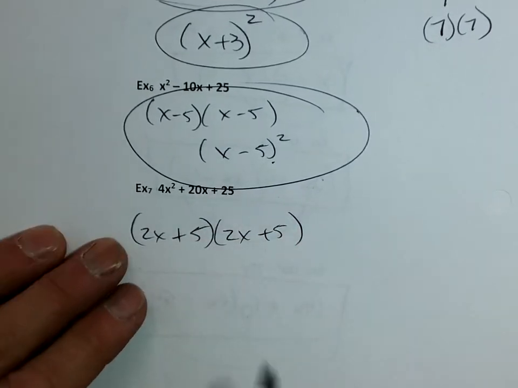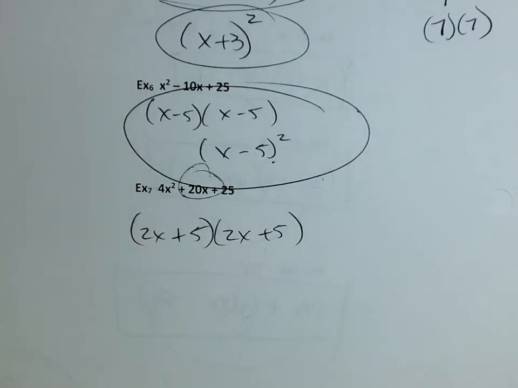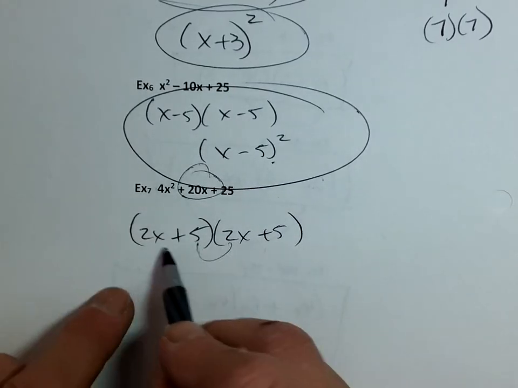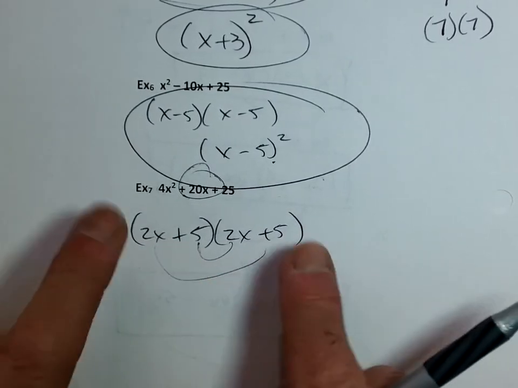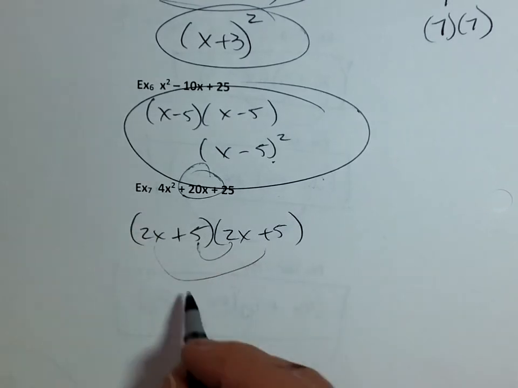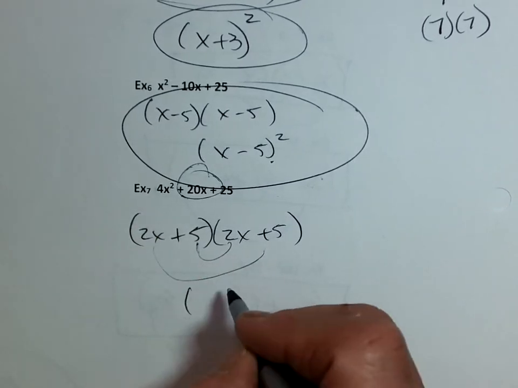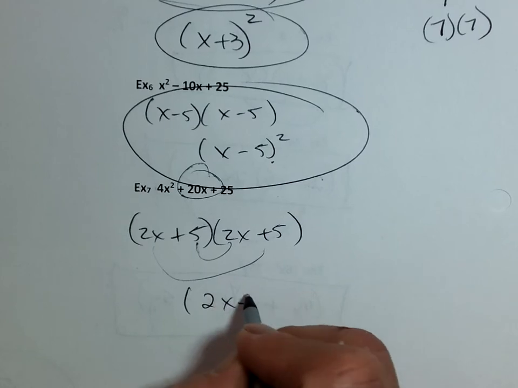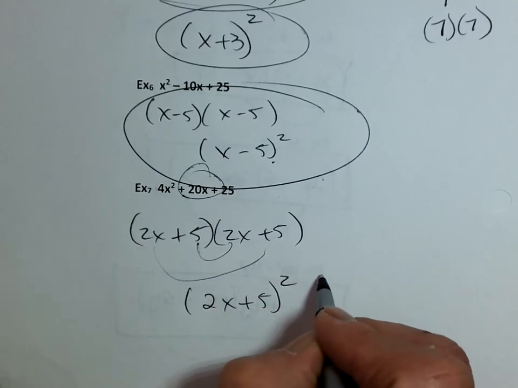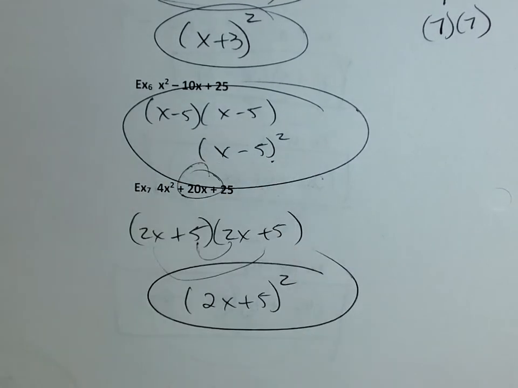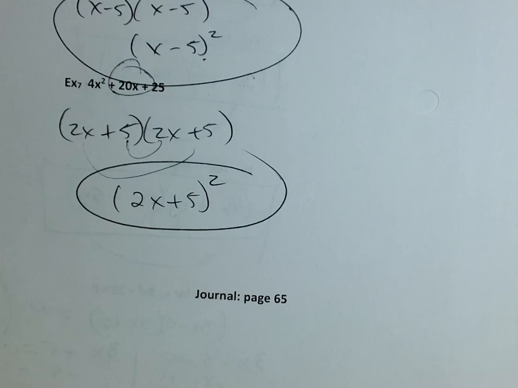Now, where's the 20x? The 2x times the 5 would be the double, 10x. So this is correct, but a better way to write it is 2x plus 5 quantity squared. Today's easy. You guys agree? Yesterday was the hard stuff, right? I like this. Get rid of that other.